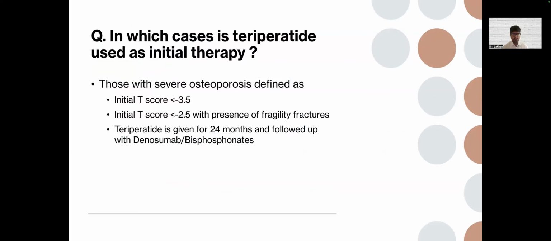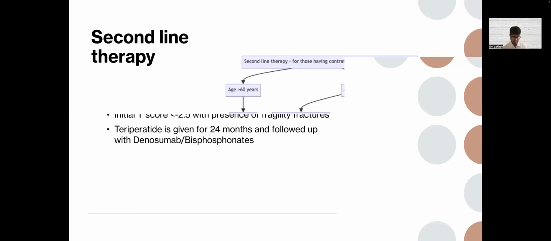Okay, so in which cases can teriparatide be used as initial therapy? Teriparatide can be used as a first line therapy in any patients with severe or very high risk of osteoporosis. Any patient with T-score less than minus 3.5, you can consider giving teriparatide right away. A patient with T-score of less than minus 2.5 with fragility fracture, or if the patient has already received denosumab and bisphosphonate and then develops a fracture, again, you need to consider teriparatide. Teriparatide is typically given for 2 years. Of course, that cap has been removed recently, but generally, in practice, we give it for 2 years, and after that, you need to switch to denosumab or bisphosphonate.